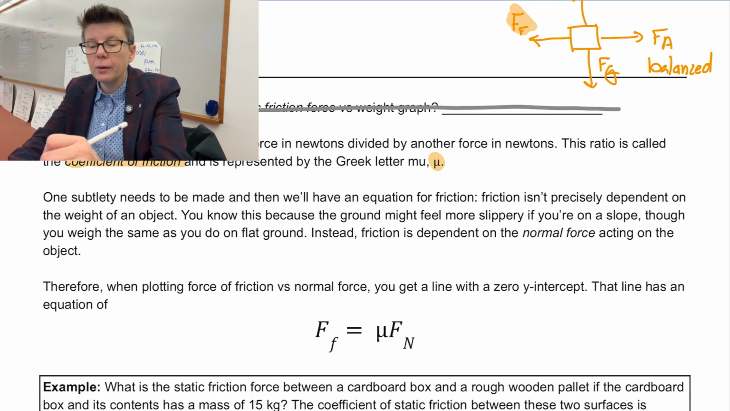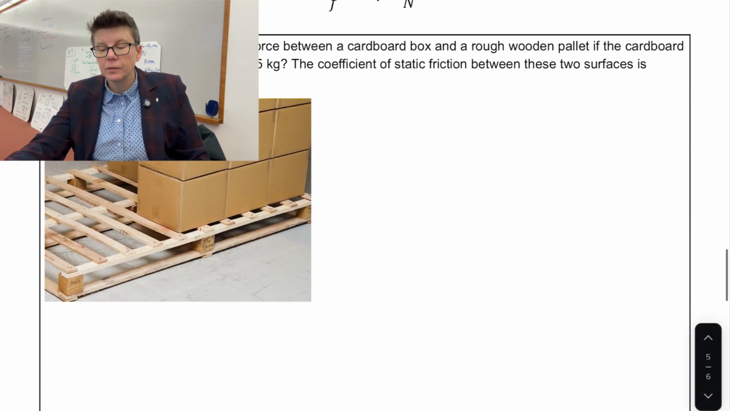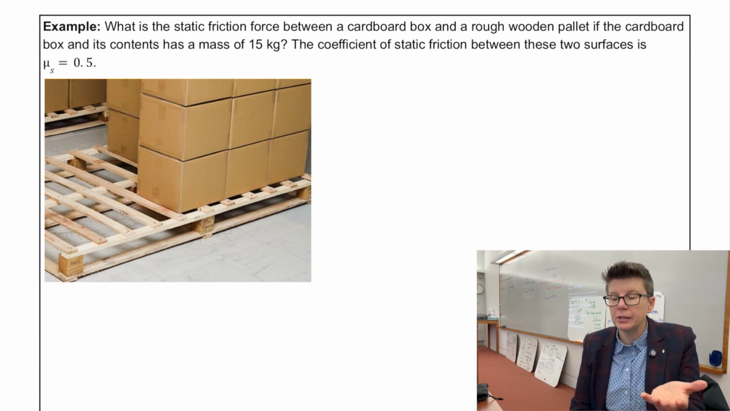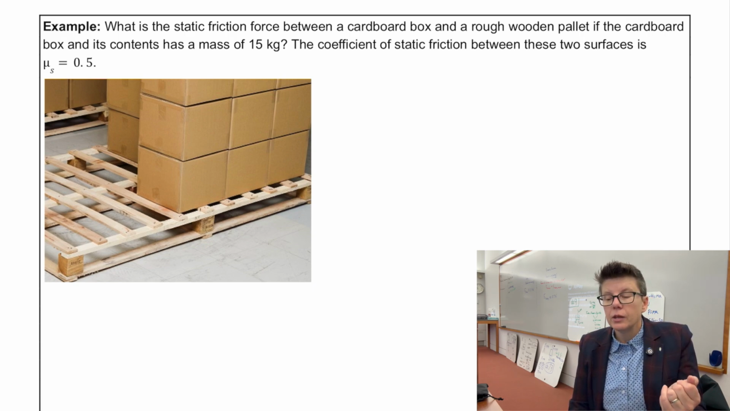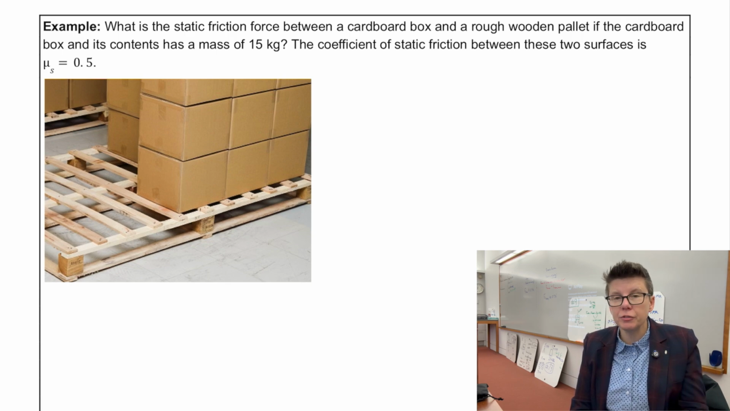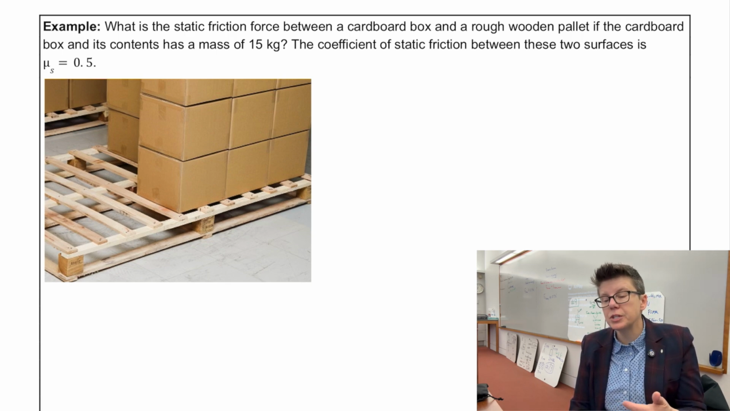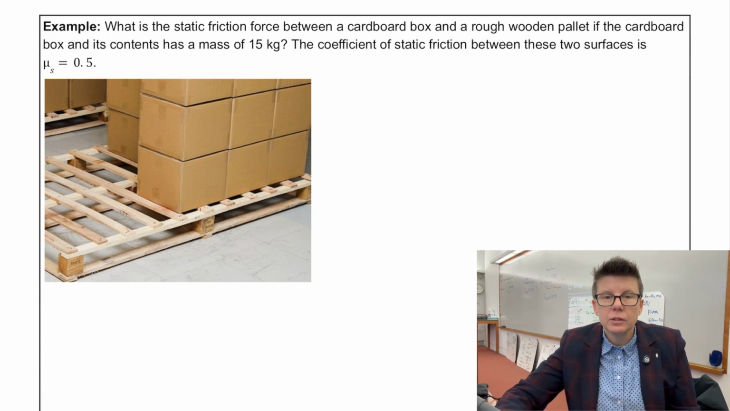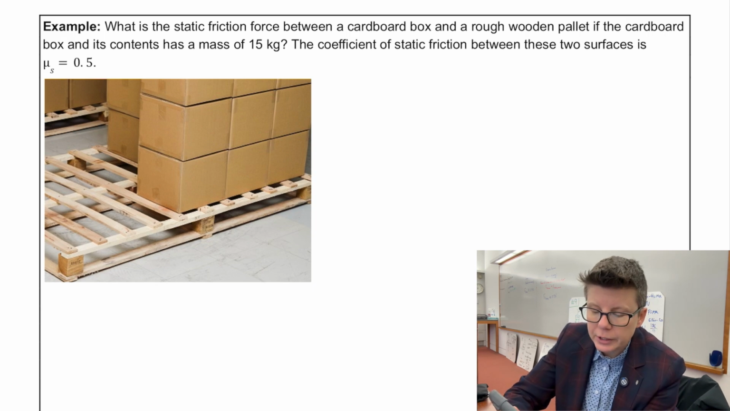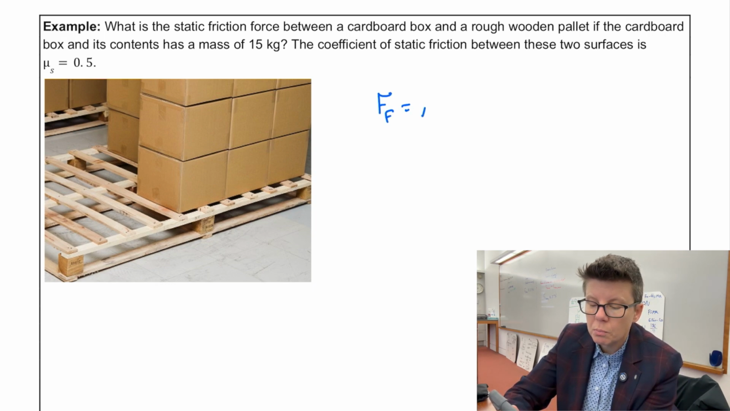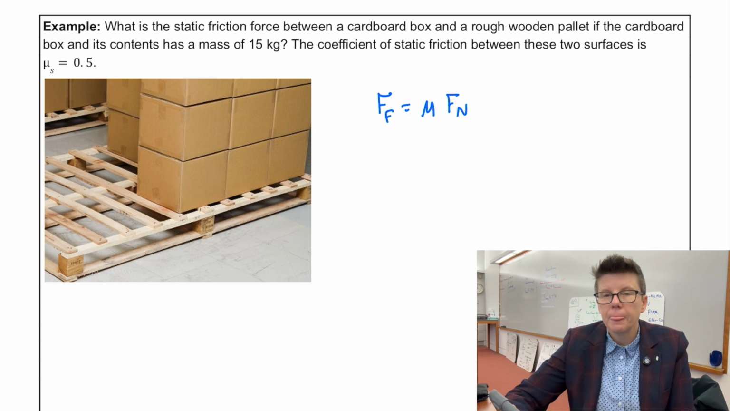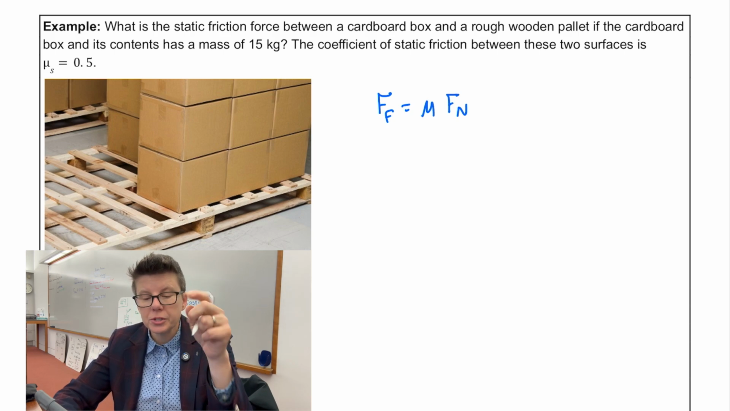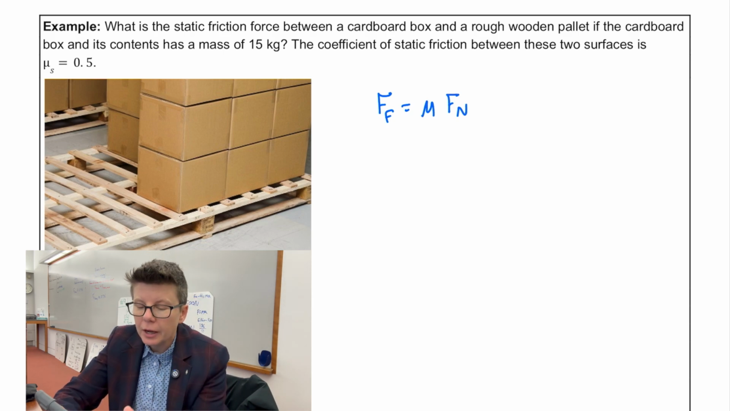We're going to do an example now. Make sure you understand this idea. What is the static friction force between a cardboard box and the rough wooden pallet it sits on? If the cardboard box and its contents has a mass of 15 kilograms, the coefficient of static friction between those two surfaces is 0.5. I always recommend begin with the equation. So write that down. F equals mu Fn. What is the static friction force? I'm solving for Ff. I need mu and I need normal force. I have mu. It's given in the statement of the problem. I need normal force.